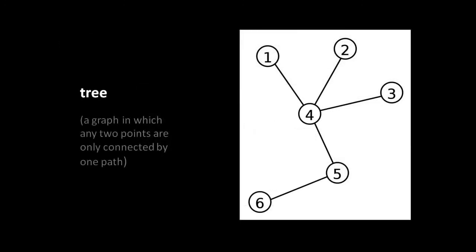A very common special case of a graph is called a tree. A tree is a graph in which any 2 points are connected by just one path. That is, to traverse from any one vertex to any other, you could only get there by following one set of edges. So here, for example, to get from vertex 1 to vertex 3, the only possible way is to go from 1 to 4 and then 4 to 3.